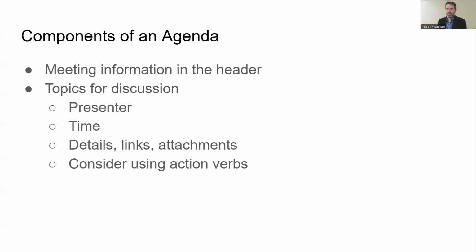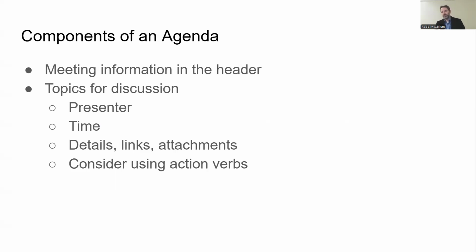who's going to report on that topic, how much time they're going to take, and providing details, links, or attachments, and making sure that those documents are accessible by everyone in the meeting. So if you're using shared documents like Google Drive documents, making sure that the permissions are fixed before the meeting starts so that everyone can view those documents.